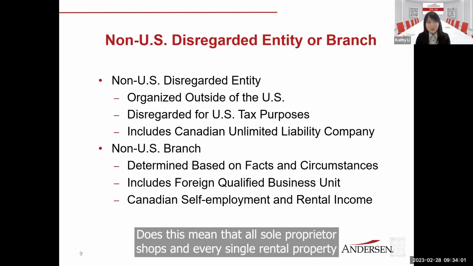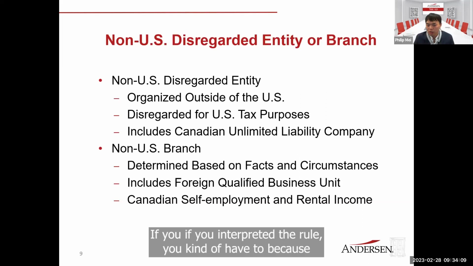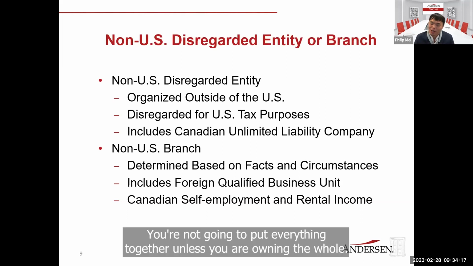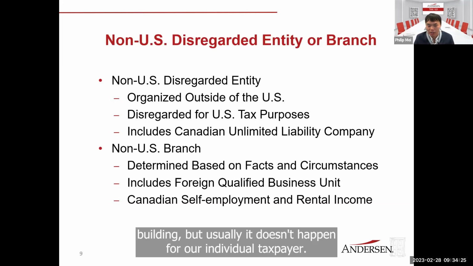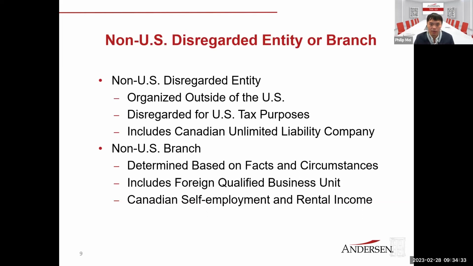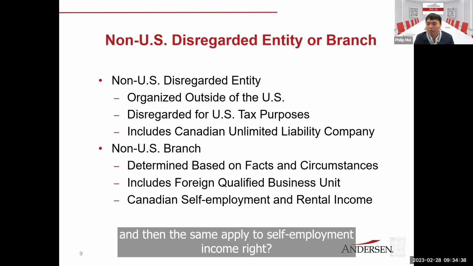Right. Does this mean that all sole proprietorships and every single rental property actually need to file a separate 8858 form? Yeah, if you interpret the rule, you kind of have to, because you're actually tracking the financials separately for each rental, right? You're not going to put everything together unless you are owning the whole, let's say, condo building, but usually that doesn't happen for an individual taxpayer. So each rental property or activity has to file its own foreign branch requirement forms, and the same applies to self-employment income.